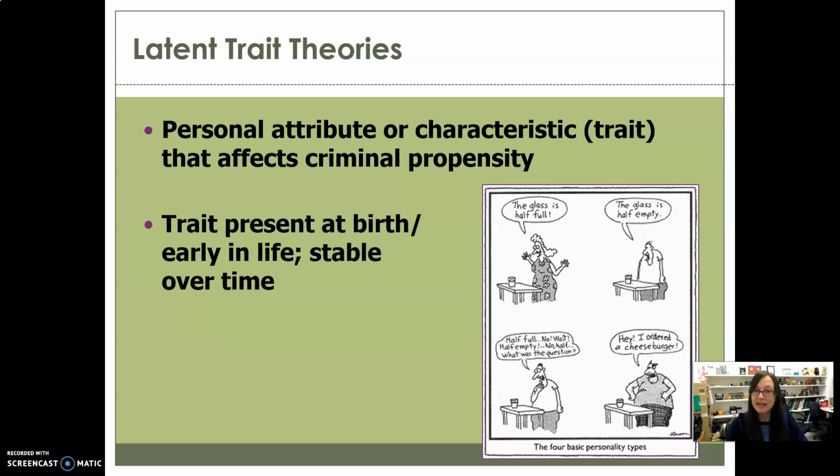So something like personality would be a stable trait that you have over your life course that starts very early in life, which is why I've got those four basic personality types there.